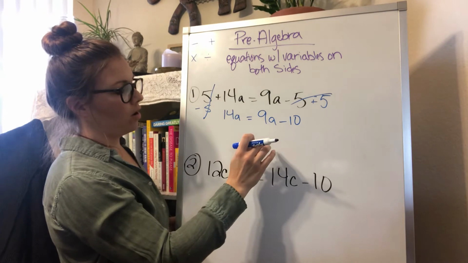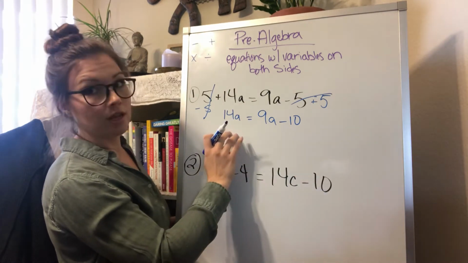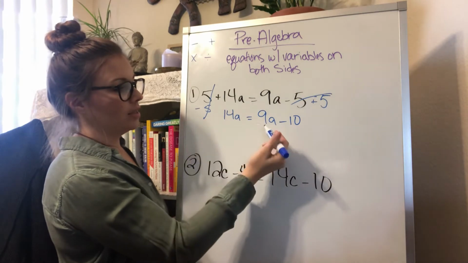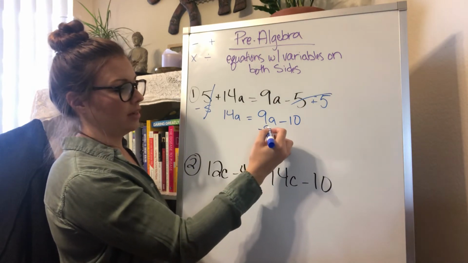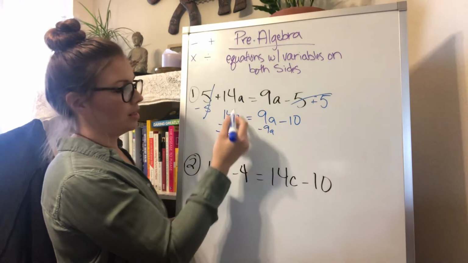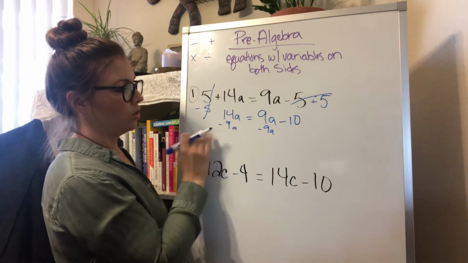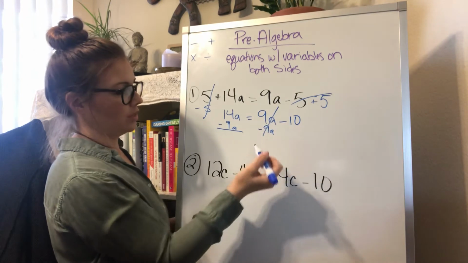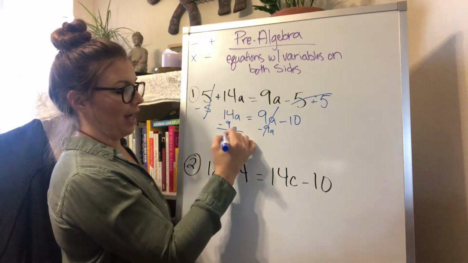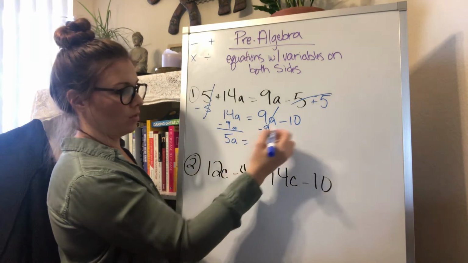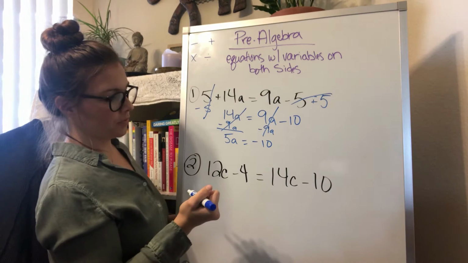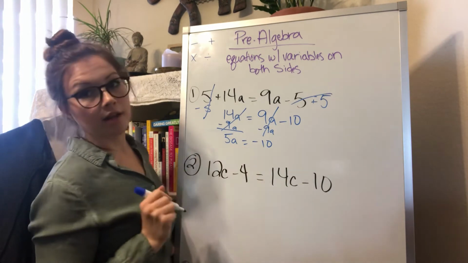So again, I want all of my variables over here, my numbers over here, so I'm going to get this 9a out of there. It's a positive 9a, so I'm going to subtract 9a from both sides. These are like terms, so I can actually subtract that. That cancels there. So here I have 14 minus 9 is 5. So 5a equals, bring down my negative 10. So those are done.